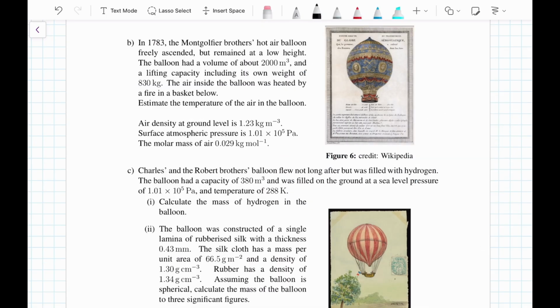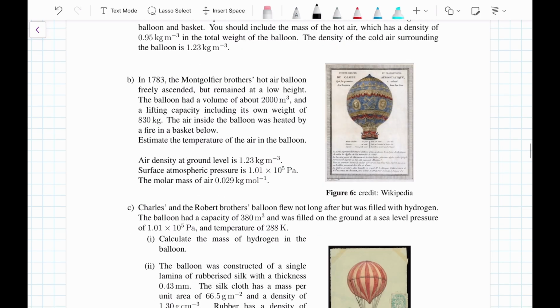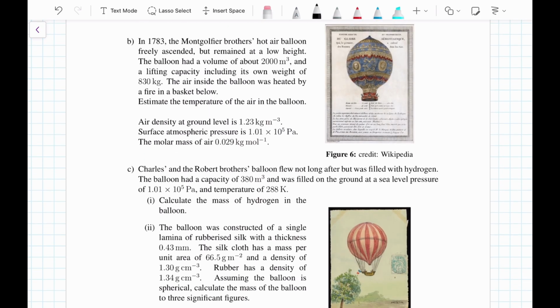In this video, we're going to look at question B of 2023, section 2 of question 3. It says in 1783, the Montgolfier brothers' hot air balloon freely ascended but remained at a low height. The balloon had a volume of about 2,000 cubic meters and a lifting capacity, including its own weight, of 830 kilograms. The air inside the balloon was heated by a fire in the basket below. Estimate the temperature of the air in the balloon.